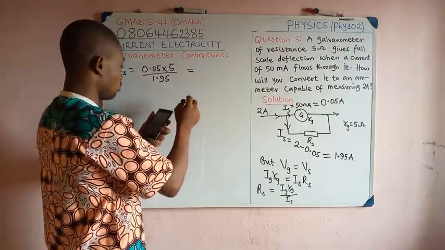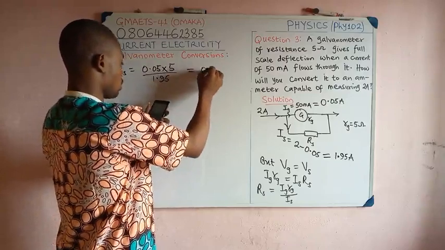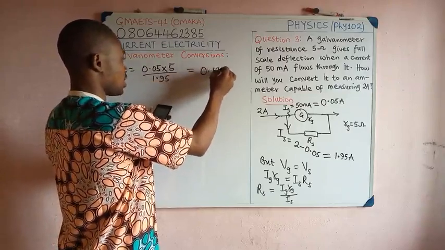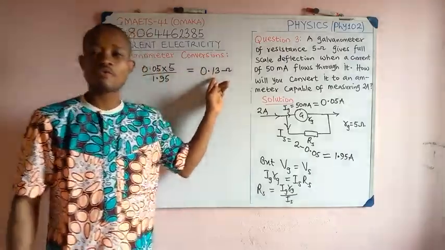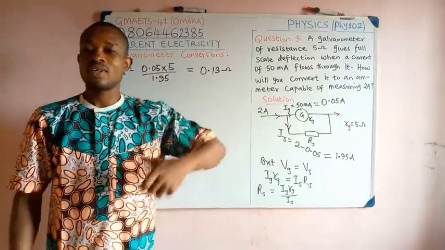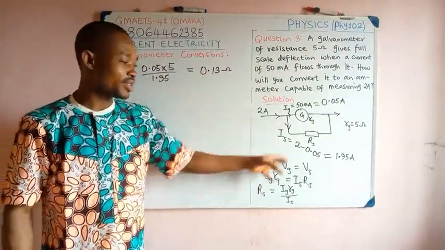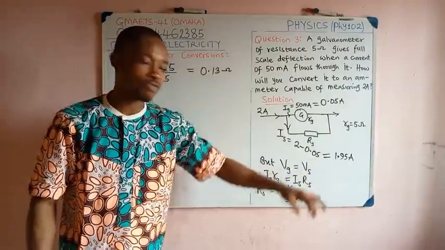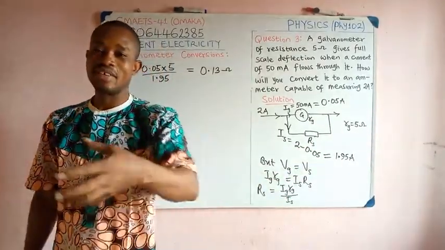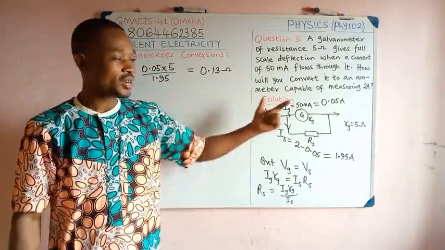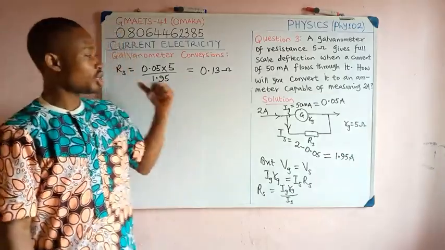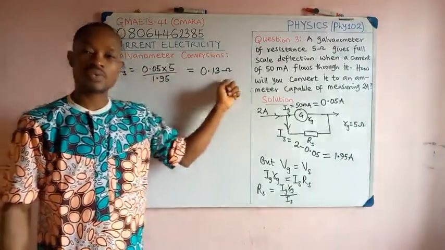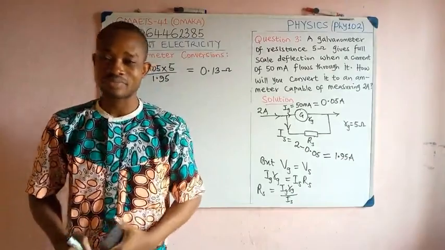So this is 0.13 ohm. So we need a material of this low value of resistance. So this material can now divert this excess current of 1.95 ampere through it, and allow only 0.05 ampere to go through the galvanometer. So the shunt we need is a material of this resistance, 0.13 ohms.